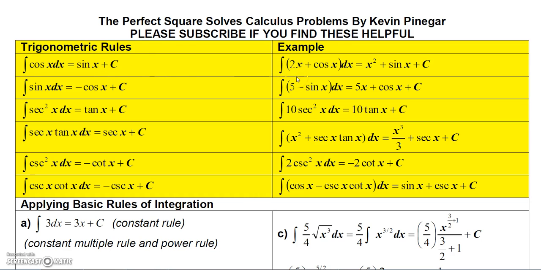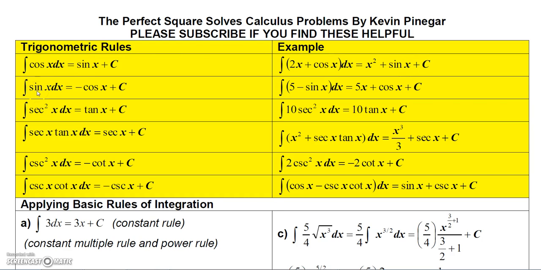So here's an example. Let's say you wanted to integrate 2x plus cosine x dx. When you integrate that, you would integrate the 2x, and we know that integrates to x squared. And then if you integrate the cosine of x, that's going to integrate, as the rule says, to sine x, and then you have a constant to add at the end.